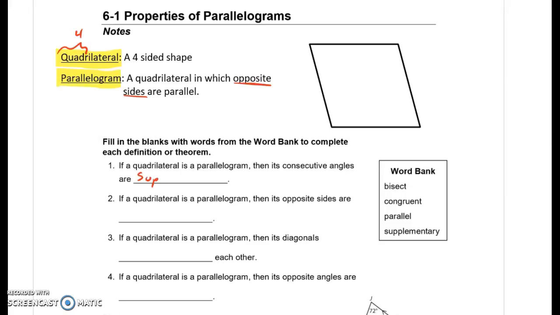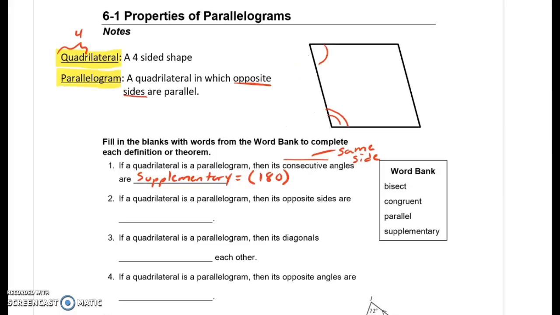supplementary. Remember, supplementary means 180. It adds up to 180. Consecutive means same side. So they're right by each other. For example, this one and this one. So this one plus this one equals 180.